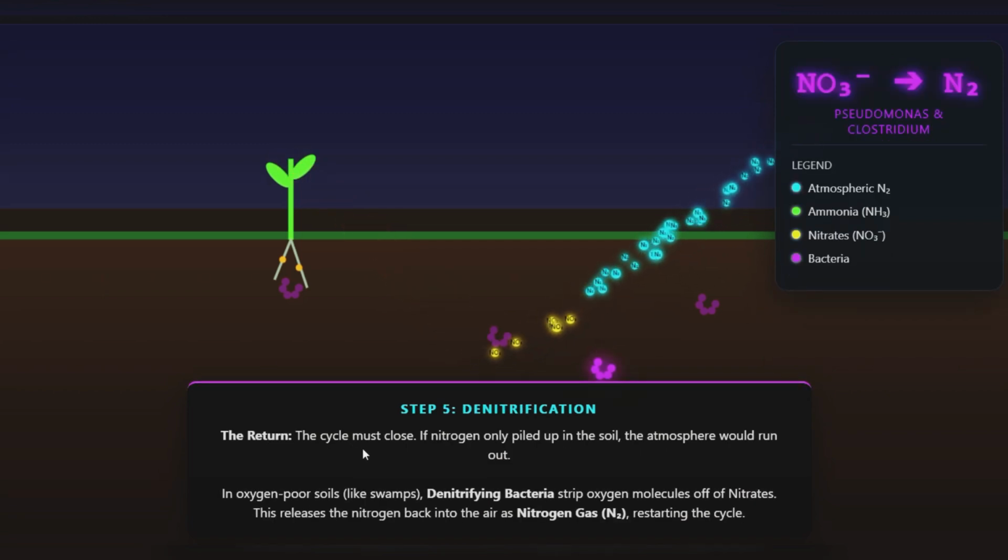The cycle must close. In step 5, denitrification. So, if nitrogen only piled up in the soil, the atmosphere would run out. Less would be present in the atmosphere. So, in oxygen-poor soils like swamps, denitrifying bacteria strip oxygen molecules off of the nitrates. This releases the nitrogen back into the air as nitrogen gas, restarting the cycle again.